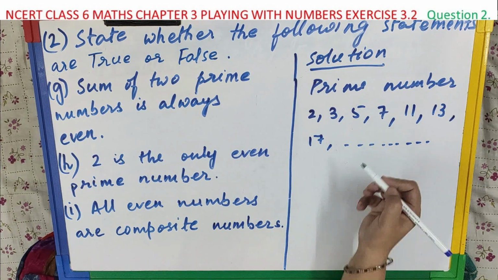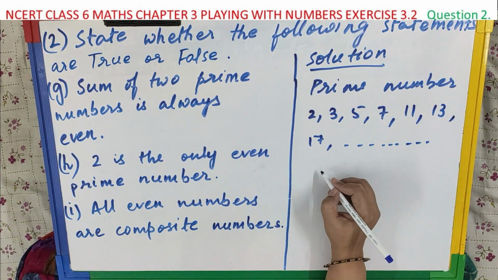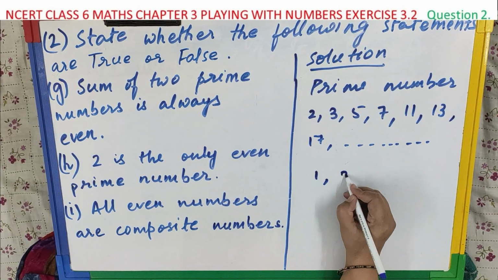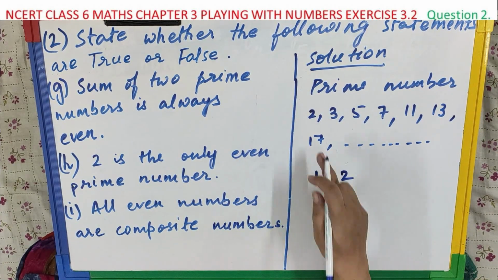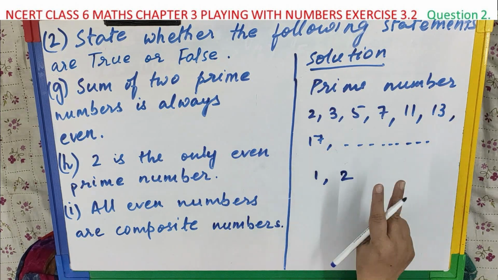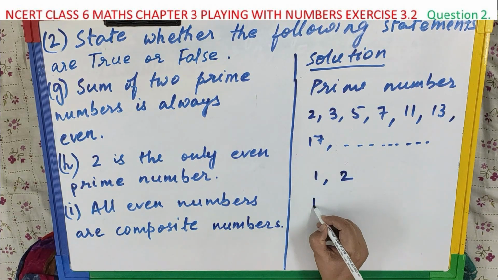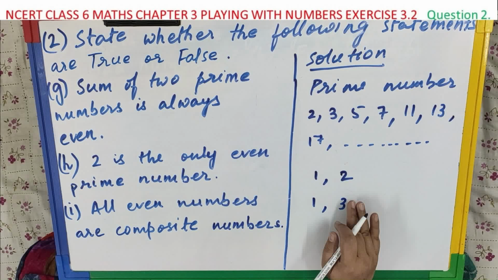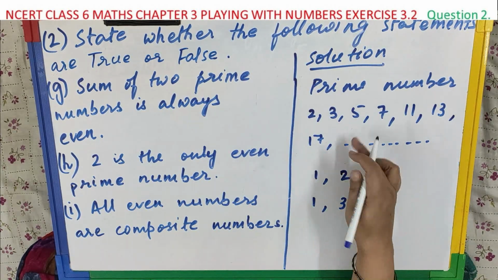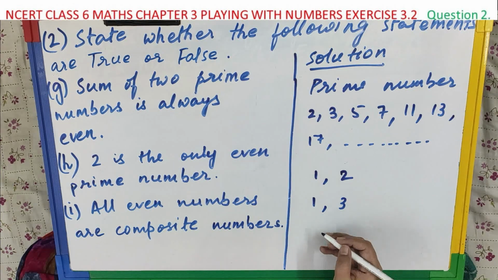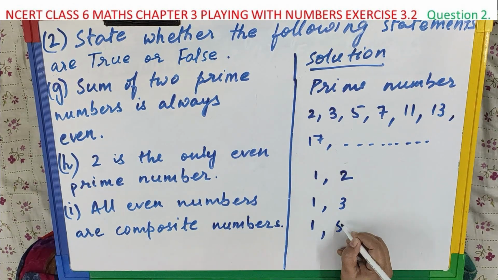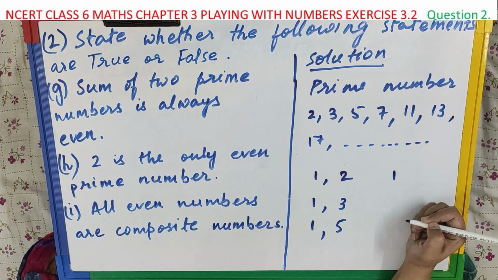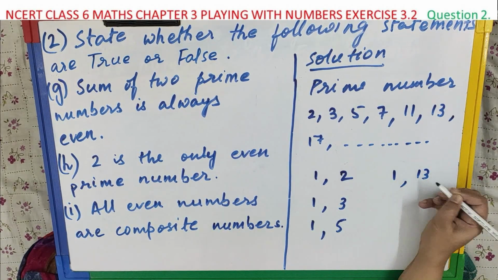See how 2, 3, 5 and all are only divisible by 2 numbers. 2 is divisible by 1, because 1 two is 2, and 2 is divisible by 2. So these are the 2 factors of 2. It means 2 is a prime number. What about 3? 3 can be divisible by 1 and by 3. There are no other numbers by which it is divisible. 5 can be divisible by 1 and by 5. Like that, if we take 13, 13 is divisible by 1 and 13.